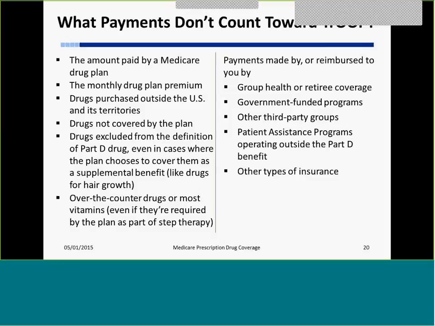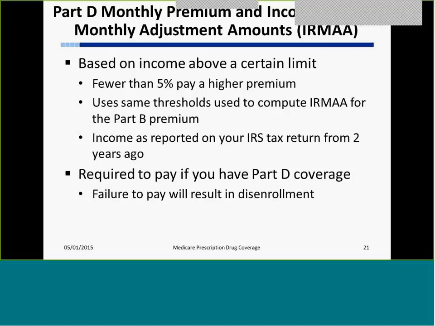What doesn't count towards the TrOOP: the amount paid by the Medicare drug plan, the monthly drug premium, drugs purchased outside the U.S., drugs not covered by the plan, and so on and so forth.